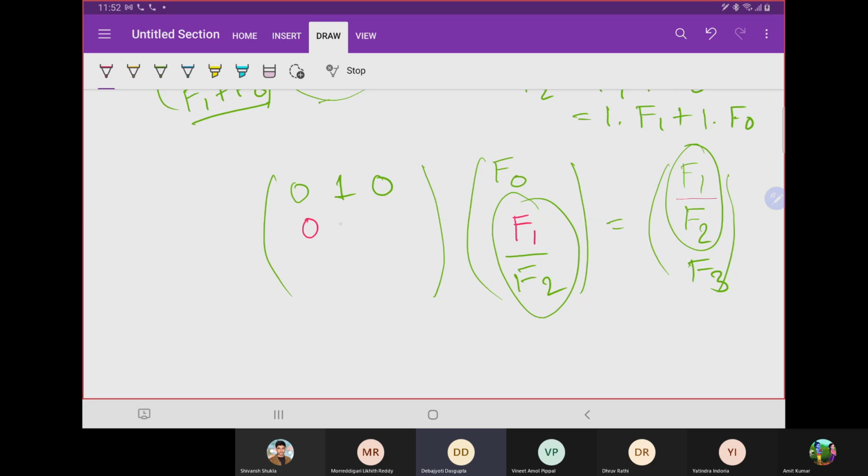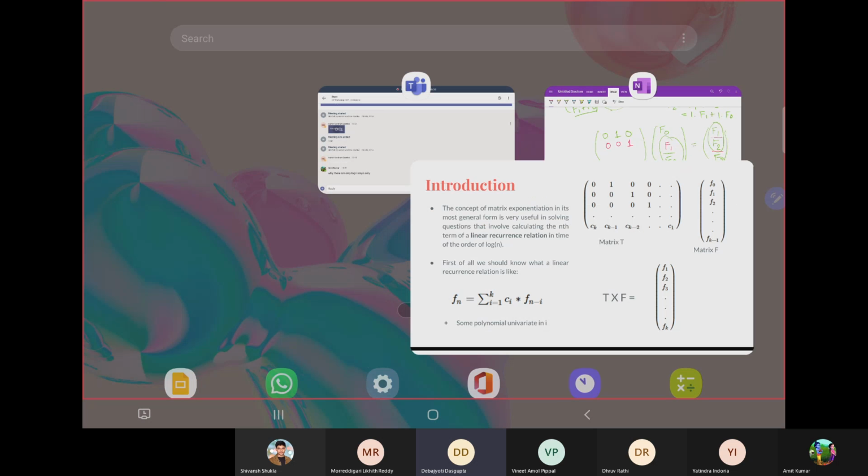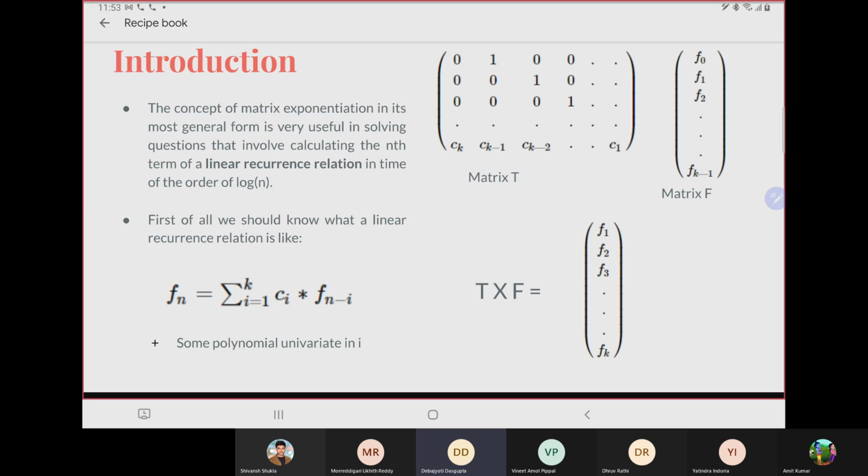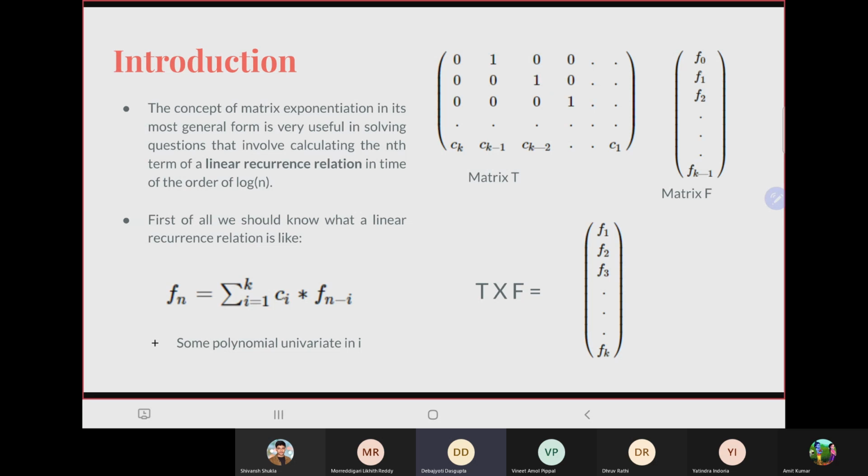Similarly, if I'm doing it for the f2 part, I will do 0, 0, 1. Since my third element was f2, I just need to capture f2. So I will eliminate these two, 0 for f0 and 0 for f1, and capture f2, right? So for the first k minus 1 terms, you will be capturing the last k minus 1 elements, that is f1, f2, up to fk minus 1, since these were my first elements.